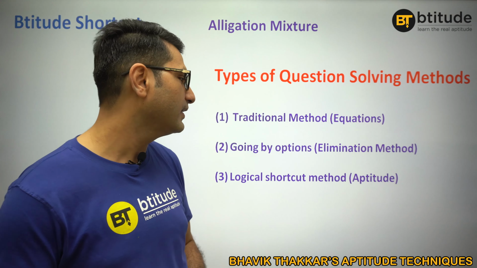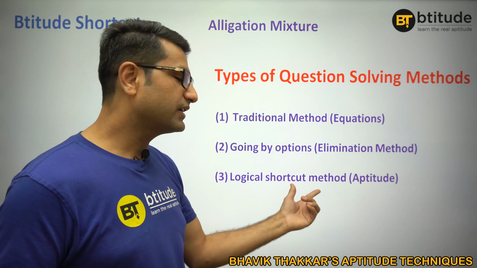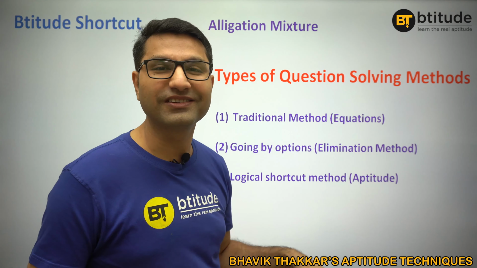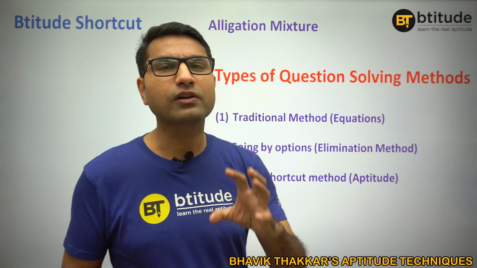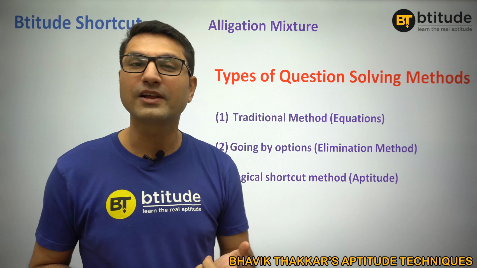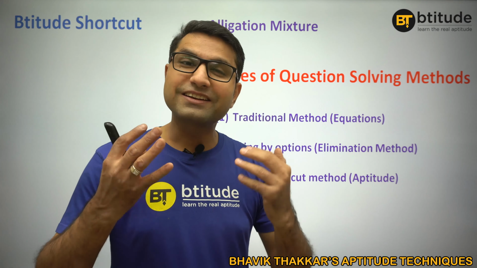Like sometimes we may start with logic, but then we will go by option, or we may start with logic and then we will frame a little bit small equation and solve it. So are you getting this? Btitude method is the shortest method possible to solve that particular question, and you can develop that kind of lateral thinking once you know each and every method. And that's what we'll be working on.